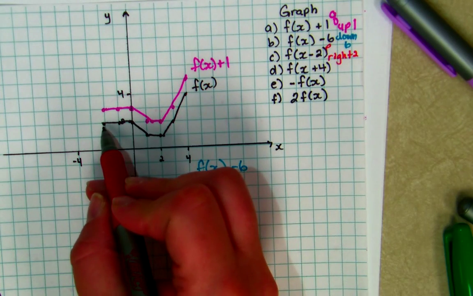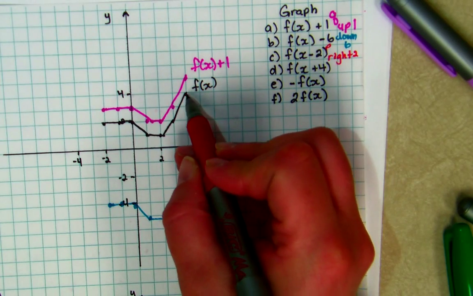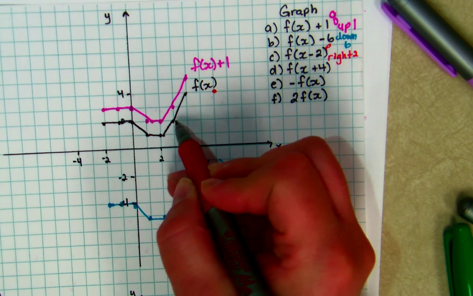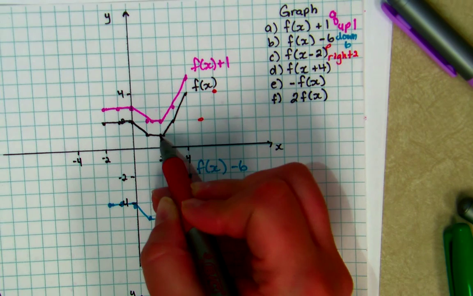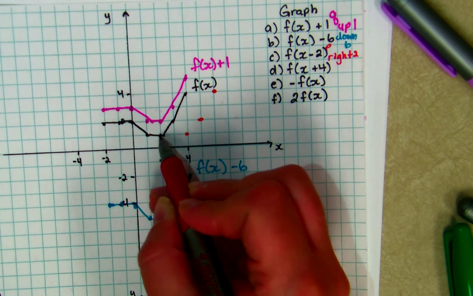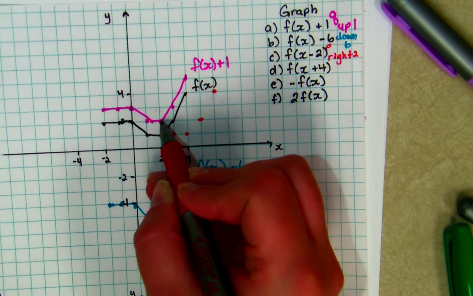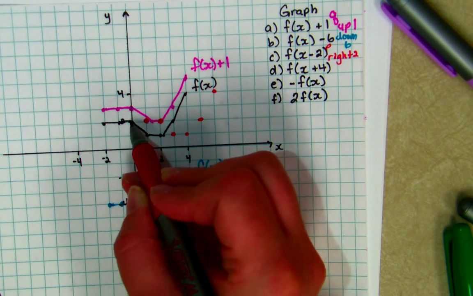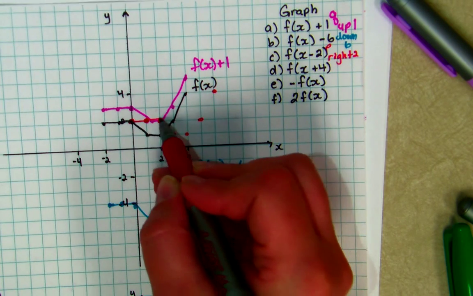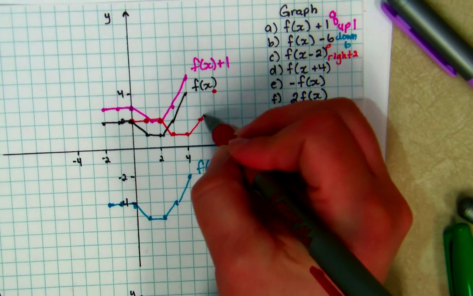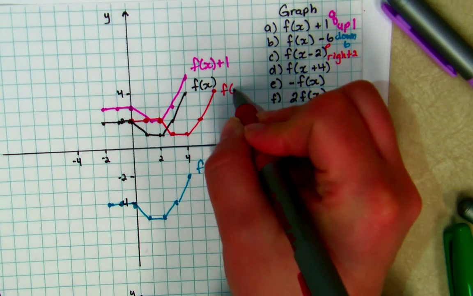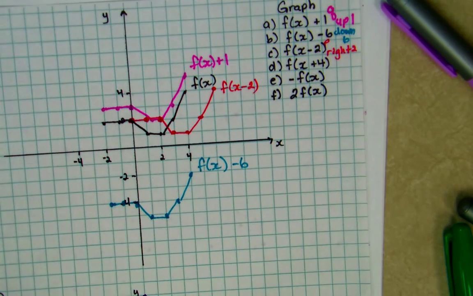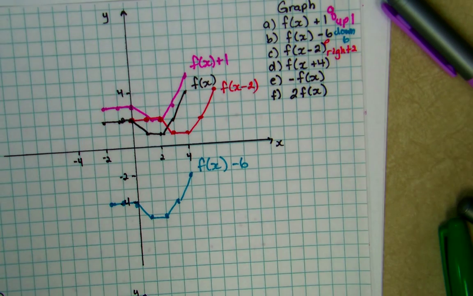So I'm going to go back to my black graph. I'm going to start over here to make it a bit easier. And I'm just going to take each point and shift it right 2. I'm not changing the height. I'm just shifting each point right 2. And the resulting graph looks like that. So that's f(x - 2), because inside the bracket is left or right, but it's opposite.